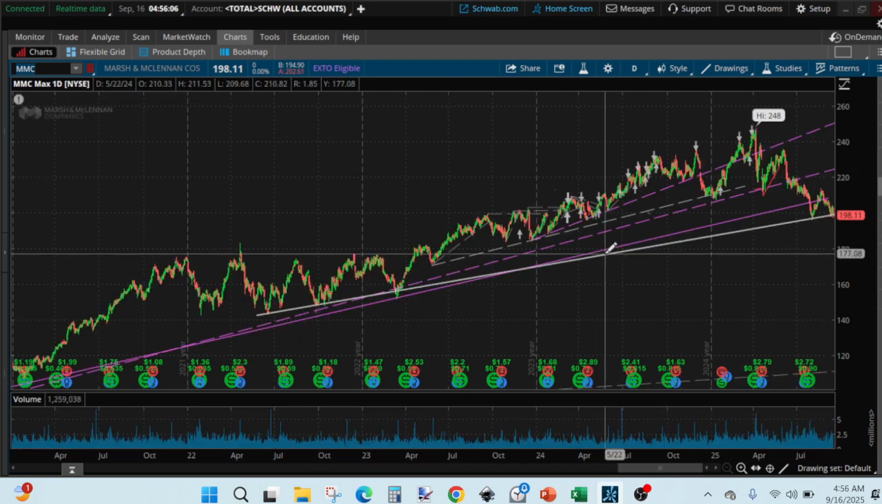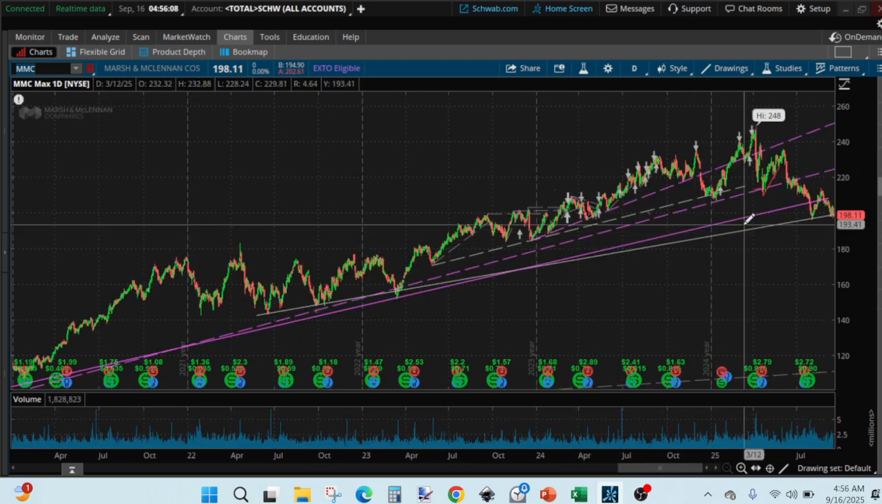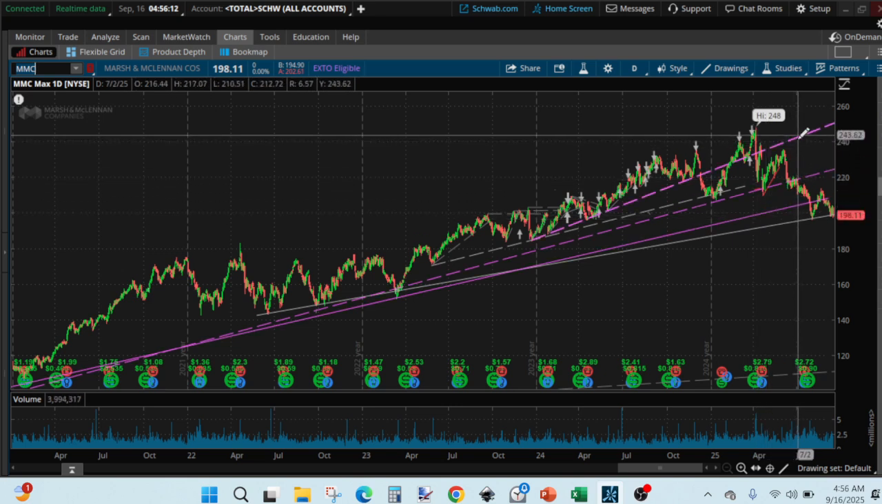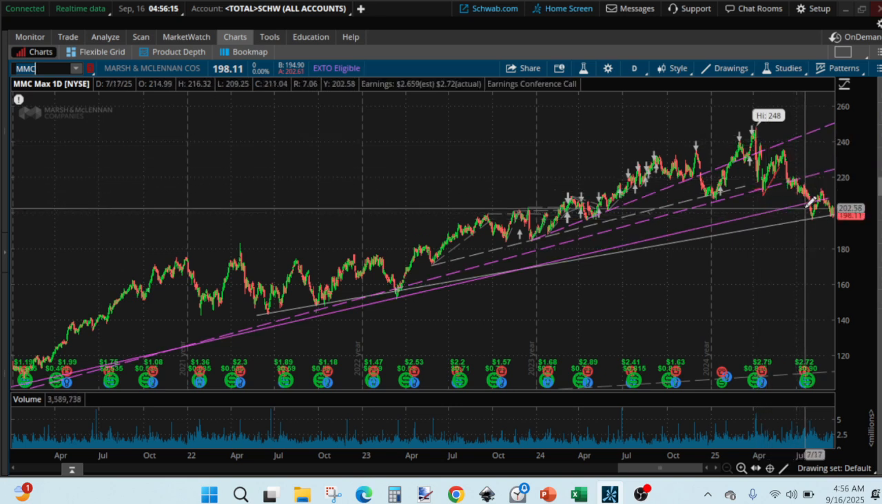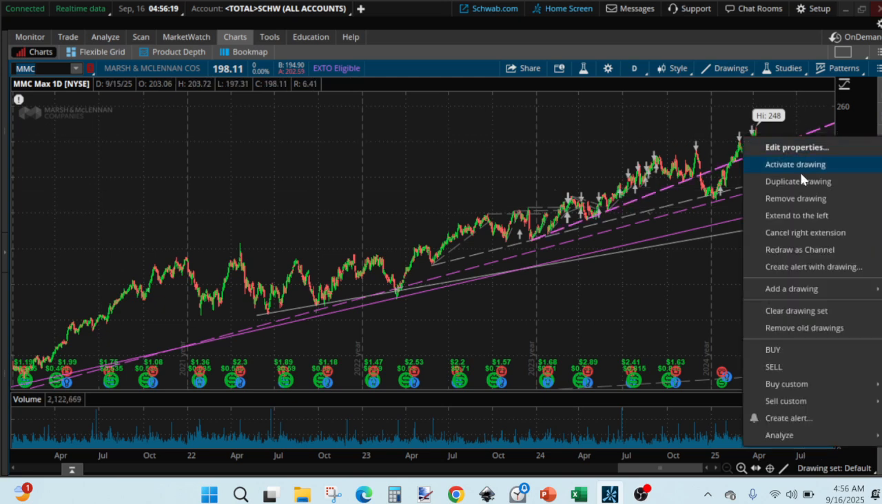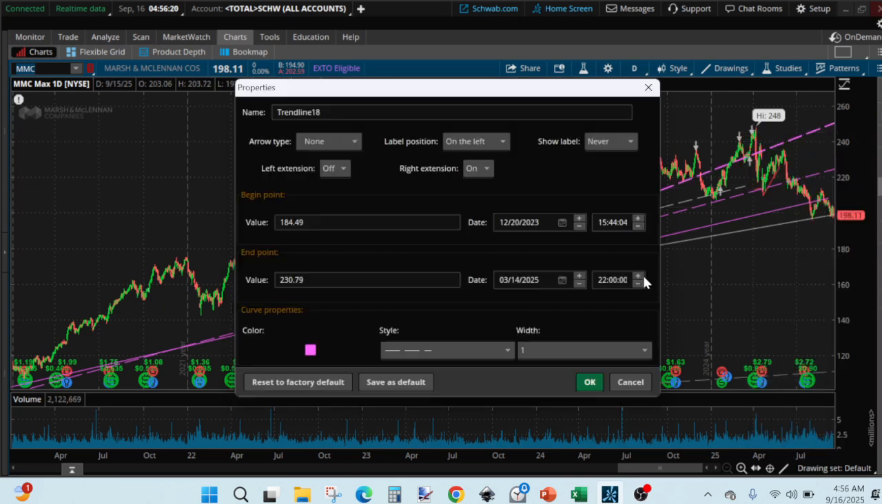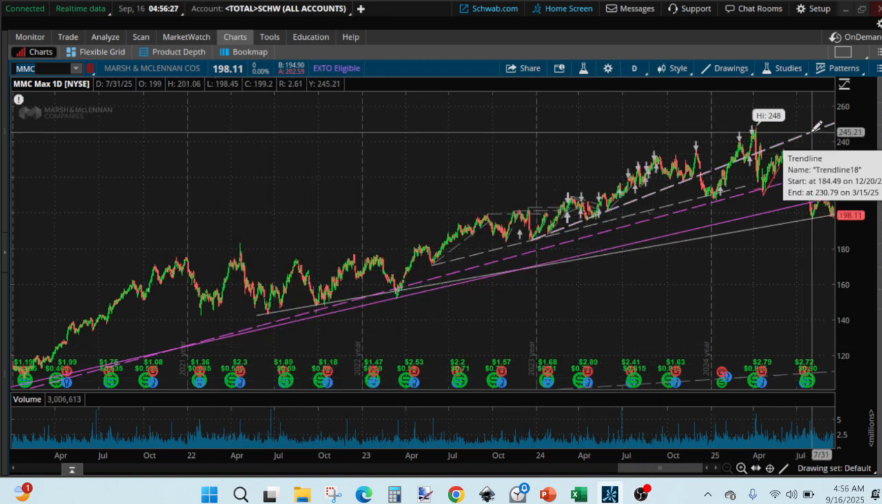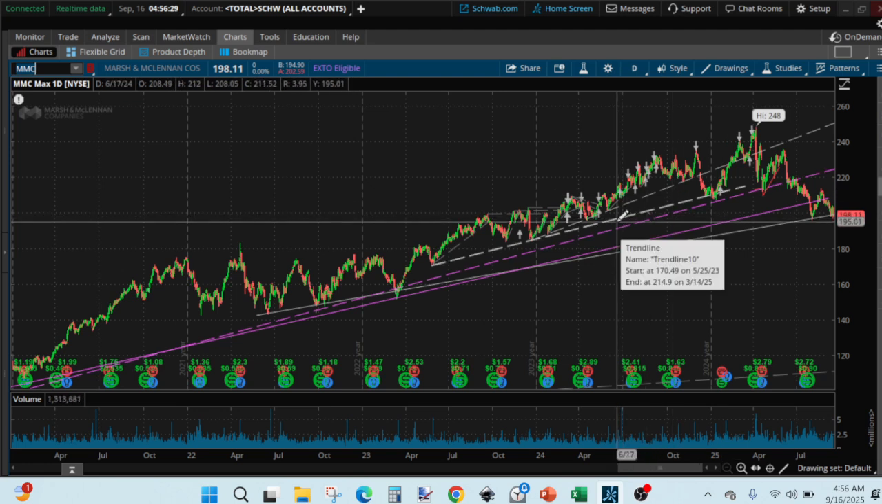So MMC, our entry point is the line that we colored purple, and this line, we could actually turn it into the default color because we will not want to buy that high with the long uptrend line swing trading strategy that we are using.